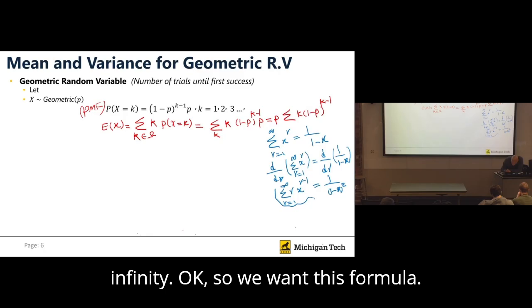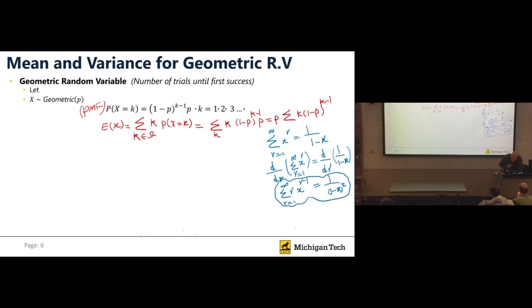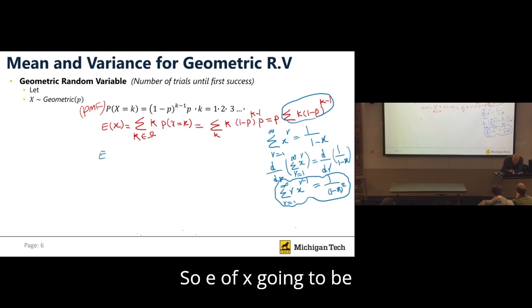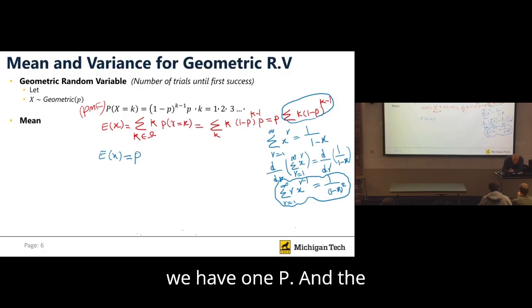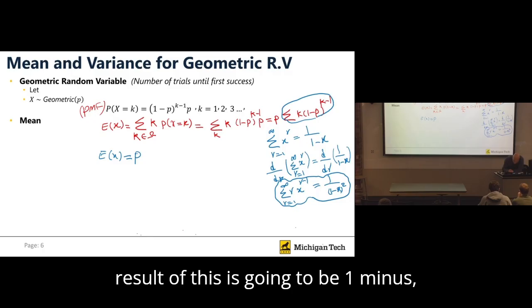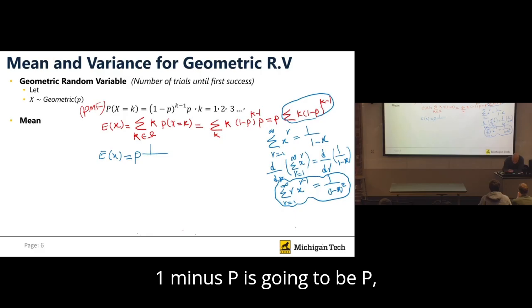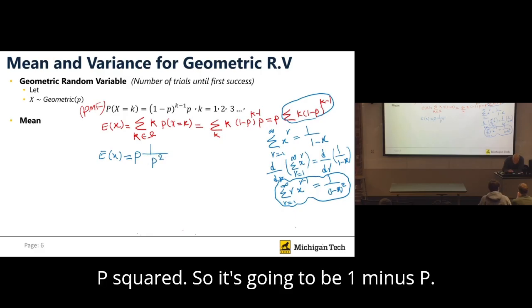Okay, so we want this formula. And this is exactly this, but instead of x, here we have 1 minus p, for example. So E of X is going to be, we have 1 over p, and the result of this is going to be 1 minus, and what is p here? 1 minus p is going to be p squared. So it's going to be 1 minus p.